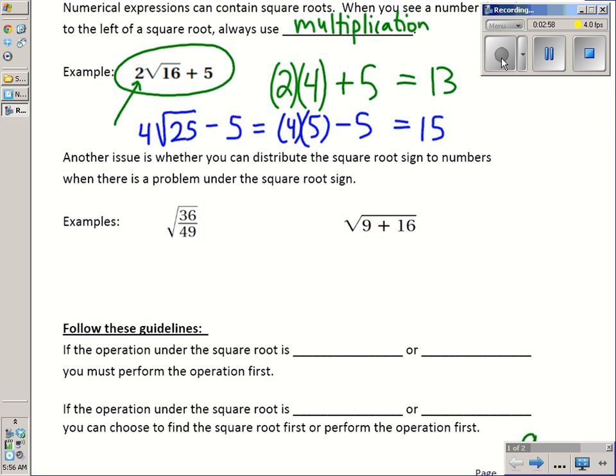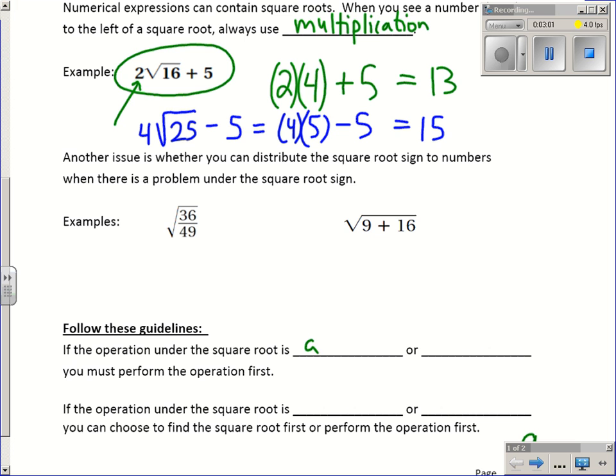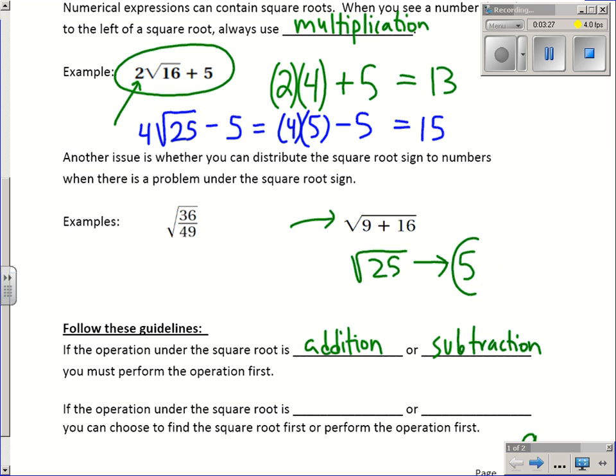If the operation under the square root is addition or subtraction, then you have to do the operation that's within the radical first. We'll do that example right above. Here we've got the square root of 9 plus 16. We have to do 9 plus 16, which is 25. That all stays within the radical. Then you simplify the square root of 25. What number times itself will give you 25 is 5. So that's how we get that one.